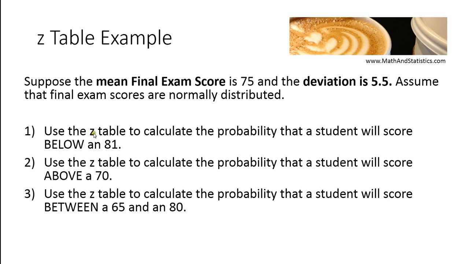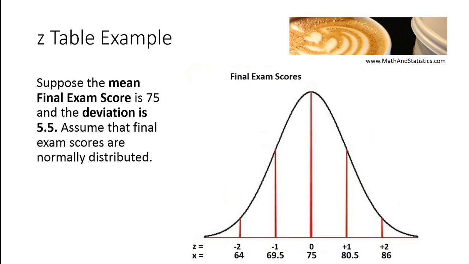The first one is we're going to use the zTable to calculate the probability that a student will score below an 81%. This is also the same question as what are the percentage of students that scored below 81? Kind of means the same thing. This is also, I've noticed, phrased as what's the area under the curve below 81. The area under the curve below 81. So there's a lot of different ways to phrase this.